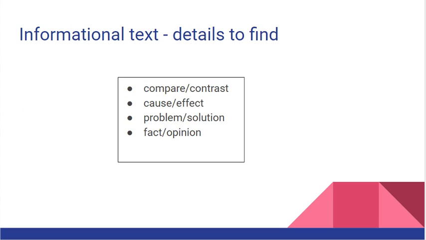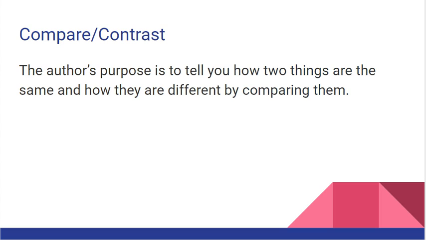Let's look at some informational text and details that we may want to find within them. Informational text can be along the lines of a comparison and contrast, a cause and effect, problem with a solution, or a fact and opinion. Let's break these down. First, a compare and contrast. Please pause the video to write down compare and contrast and the definition therein.